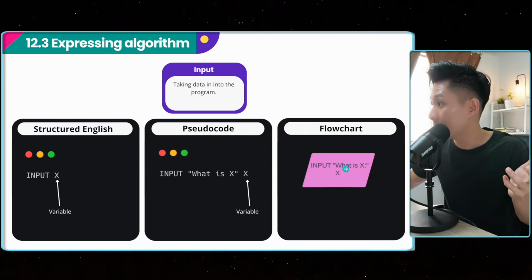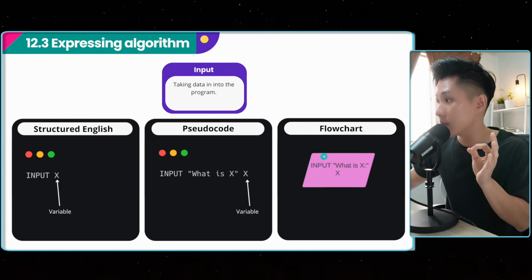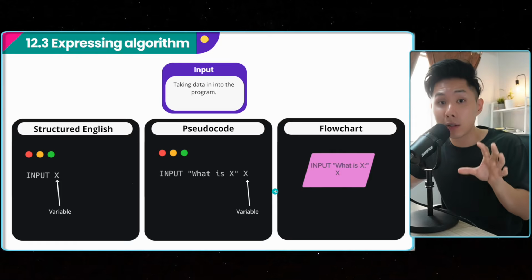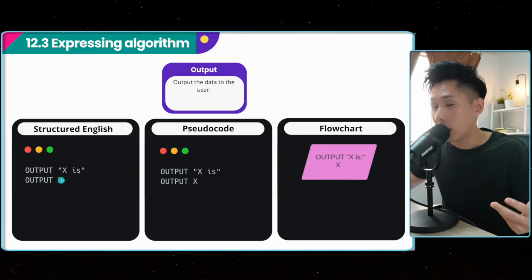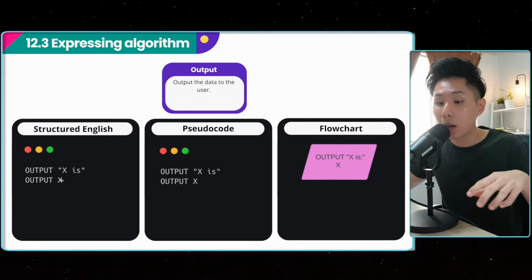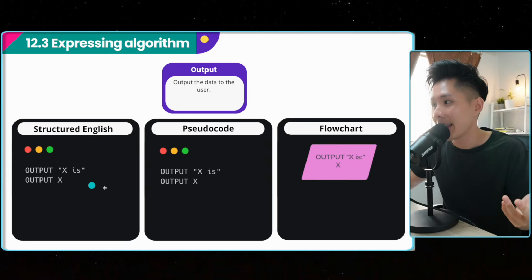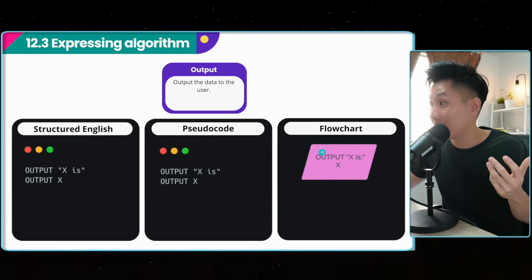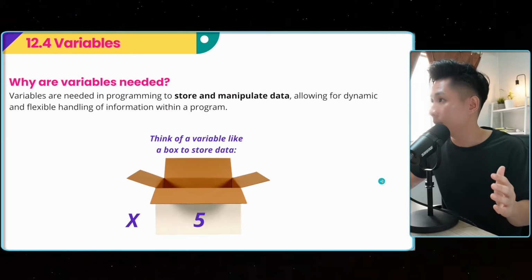As for flowchart, you can see that the stuff we put into the box here is the same. The only thing that I want you to remember is the symbol for flowchart. It's a parallelogram. It's not a rectangle, it's a parallelogram. Same goes for output. If you want to output the content of a variable to the computer, you can use the output keyword. It's the same in pseudocode and structured English, and also the same in flowchart. And again, we're using a parallelogram for input and output.